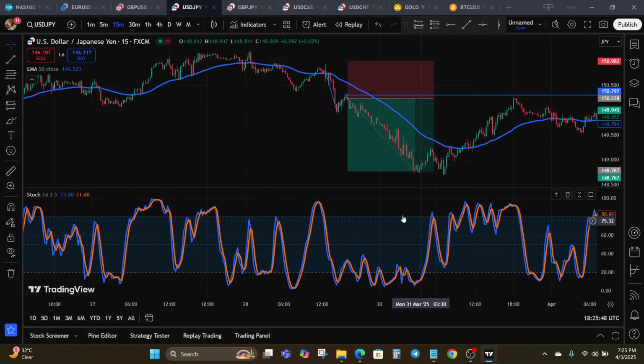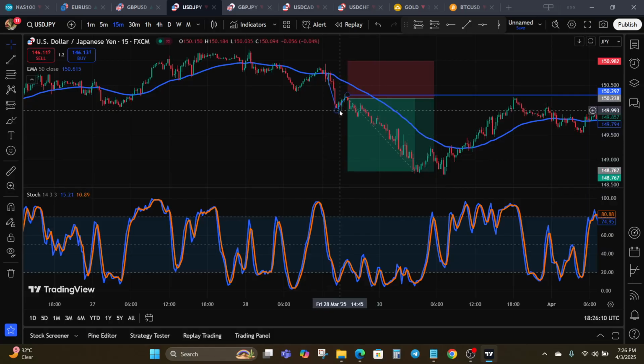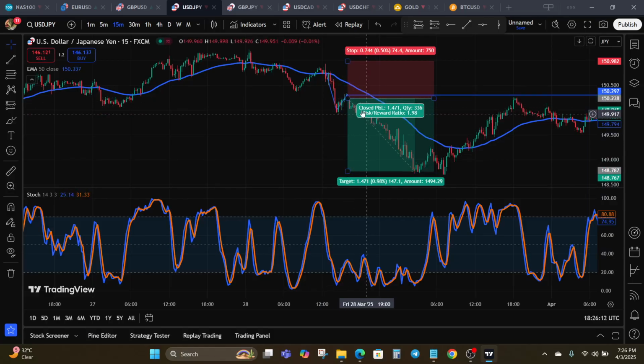If the stochastic is in the overbought region at the same time, it is a strong sell signal. So you can see that around this time when the price dropped below the moving average, the stochastic was already within the overbought territory, and it came down, and that was before this retest happened. So this was a good selling opportunity.